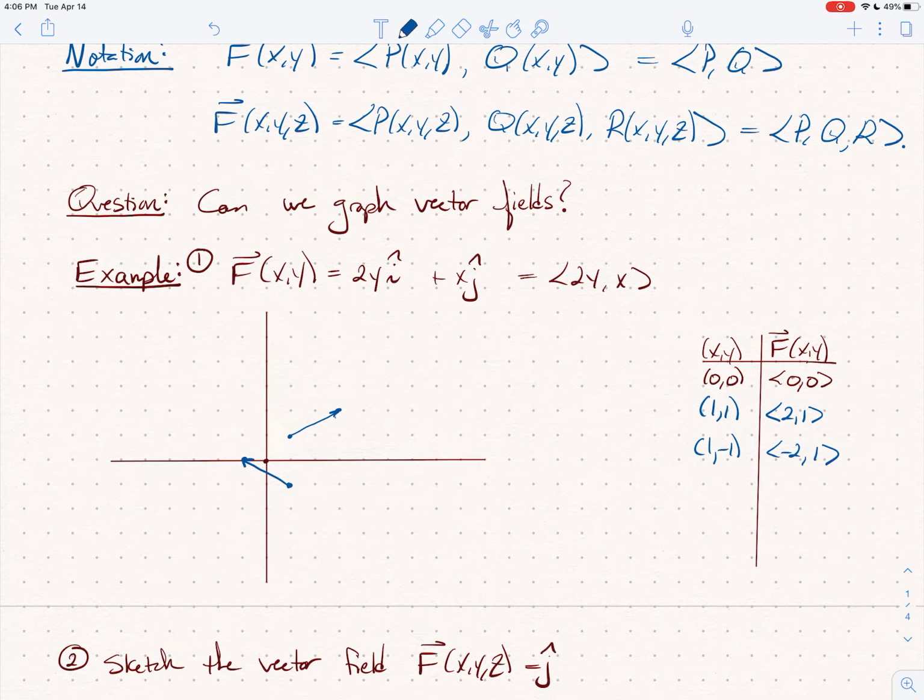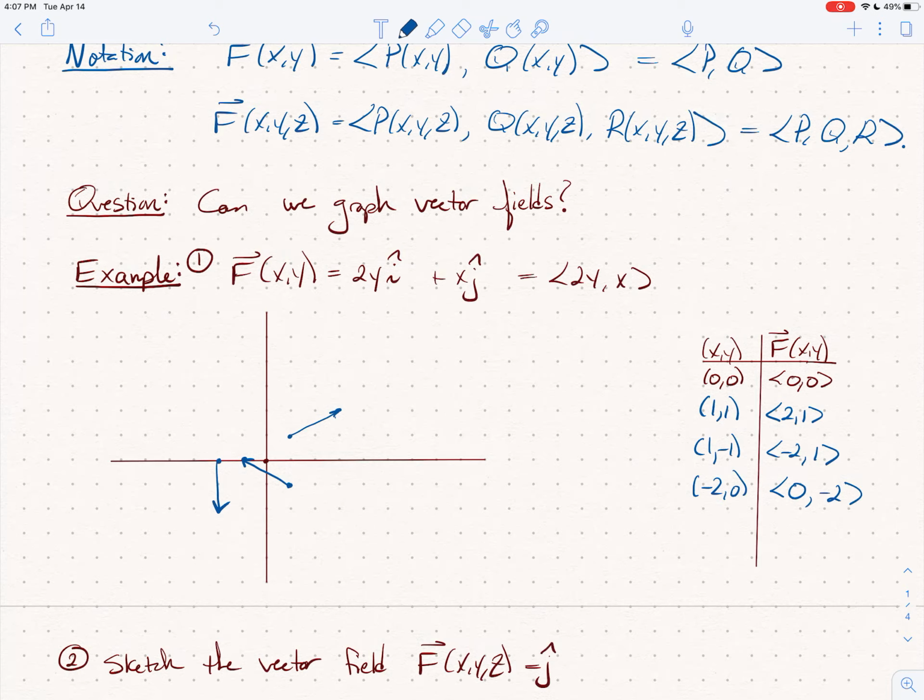Okay, we could sit here and graph lots of these. Let's do maybe one more. Let's do like negative 2, 0. So this is going to go to the vector, well, y is 0, so 0, x is negative 2. So negative 2, 0 is going to go down to move 0 in the x direction, negative 2 in the y direction. It's going to look like that.